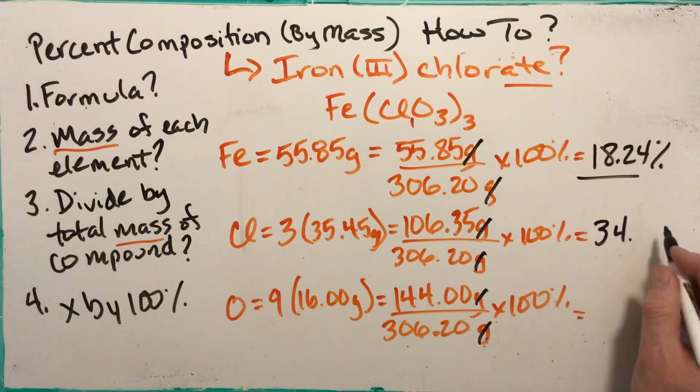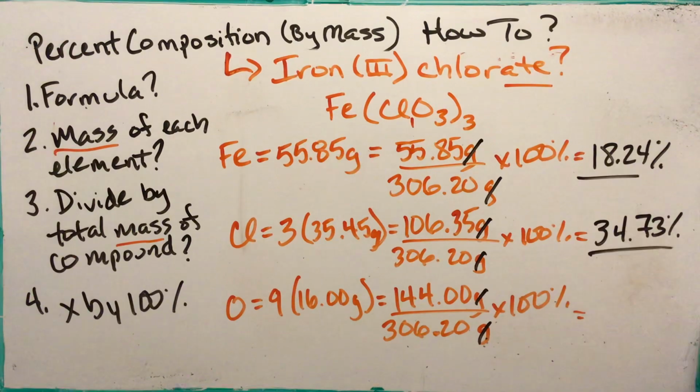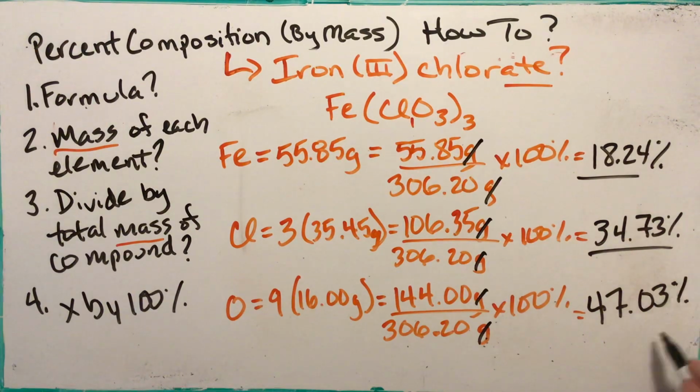Chlorine is 34.73% of that mass. And oxygen is 47.03% of that mass. And that's it. That's as hard as it gets. Once you get that formula, that's it.